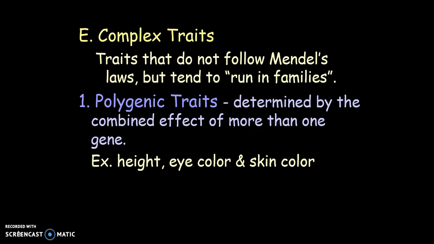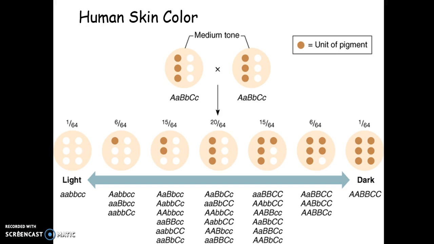Okay. So when we talk about human genetics, a lot of it is a little bit more complex. And that is because of polygenic traits. Height, eye color, and skin color follow along with this. What happens is it's an additive effect of two or more genes on a single phenotype. And what you see here is you add up all the capitals, and that gives you the variation of the coloring that we get.